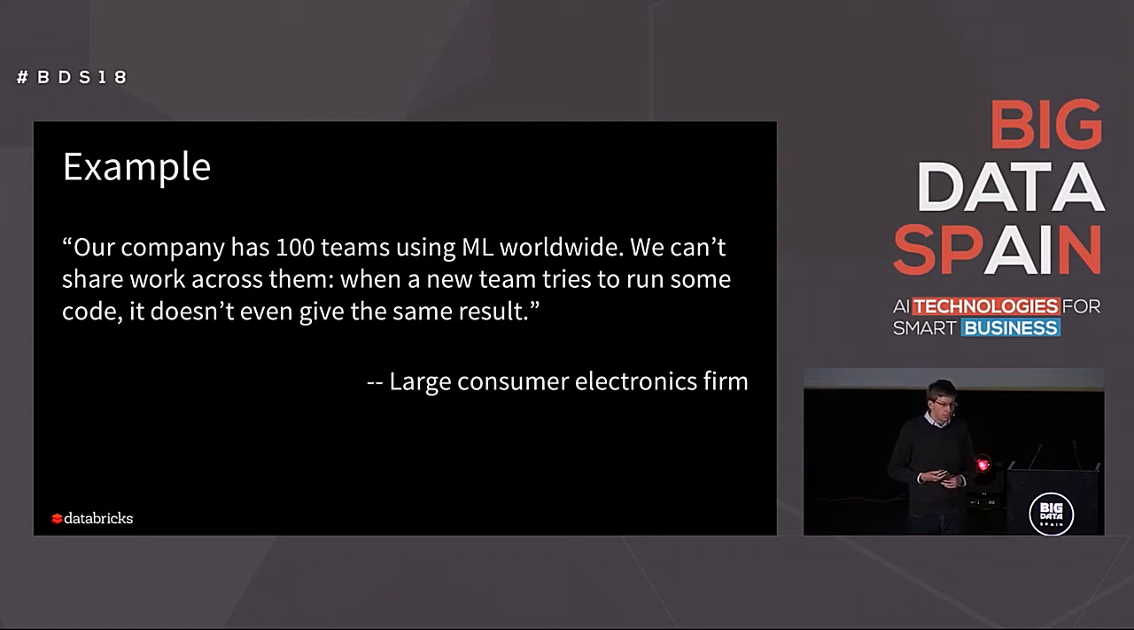And similar problems happen in much larger companies as well. So this is a large consumer electronics firm, and they say our company has 100 teams doing machine learning worldwide, and we can't share work across the teams. When a new team tries to run some code that was written by someone else, it often doesn't even give the same result. And they have lots of horror stories where you've got experts in one country trying to look at a model built in a different country, and they can't even get it running, let alone actually use their expertise to make it better.